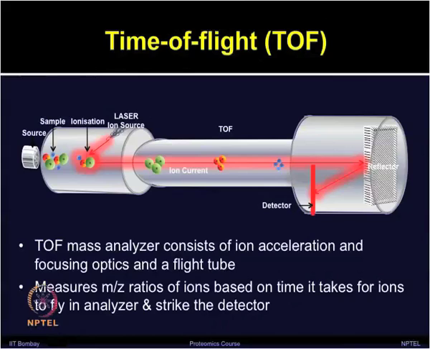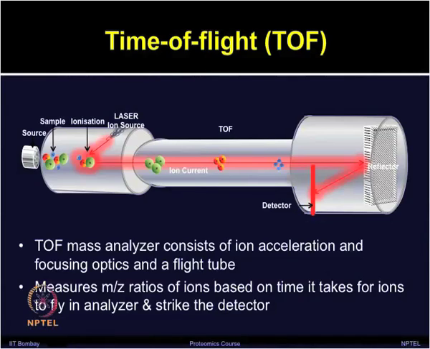So, the TOF mass analyzers consist of ion acceleration and focusing optics and a flight tube. As shown in the slide, you have a source, where sample ionization occurs due to laser beam bombardment. Then ions move in the time of flight tube and reach the detector. Now, often we can also add a reflector, an ion mirror, which can increase the path length.